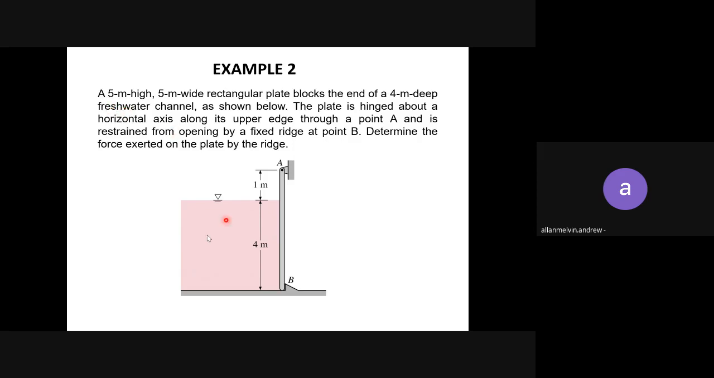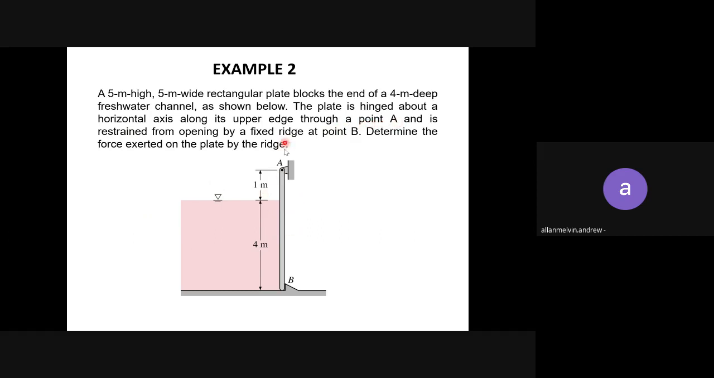So fresh water is still under the water category, so you can use 1000. But if it's in oil or another liquid, you need to consider the particular density.